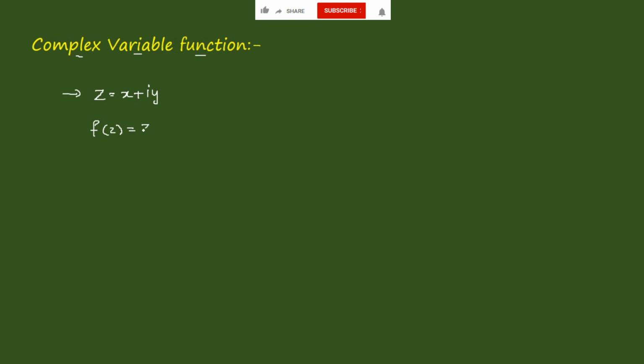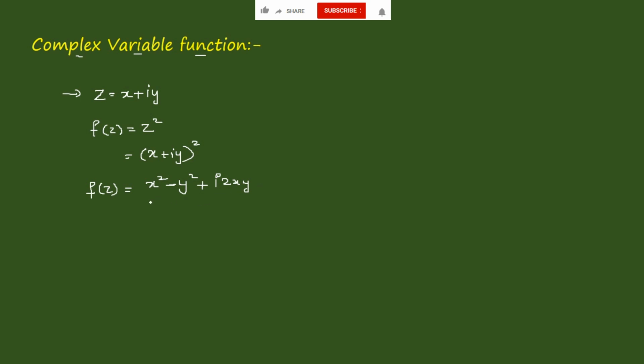is equal to z square, then it is nothing but (x plus iy) whole square. If you expand it, we get x square minus y square plus i into 2xy. As we know, i square is nothing but minus 1, so we get a minus here also. So it is nothing but f of z.